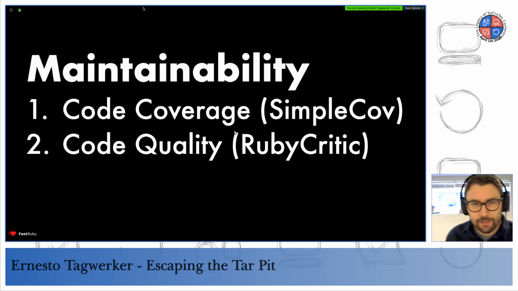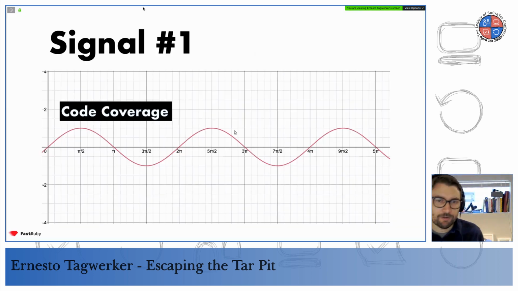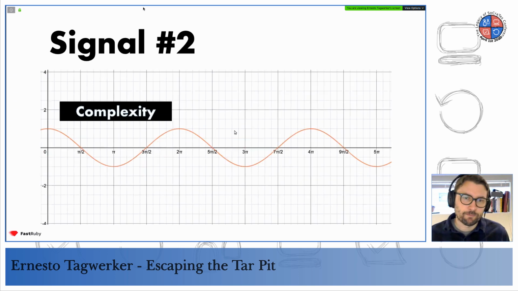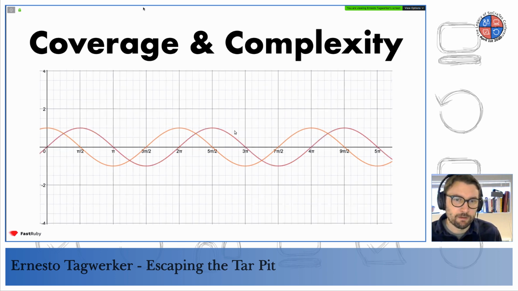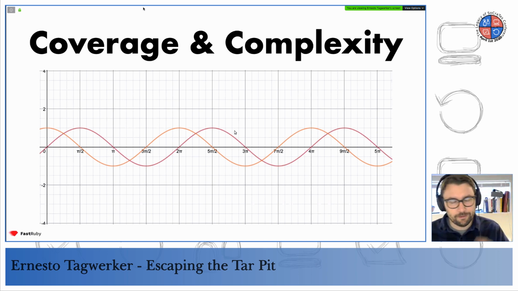All right, so to recap, in terms of maintainability, I talked a little bit about code coverage and code quality. And I like to think about these two aspects as signals. So for code coverage, you have one. And for complexity, you have another signal. And they're both talking about the same code base. So I don't think it's crazy to put both signals in the same graph. And these signals don't mean anything. They're just to have a visual aid for this.